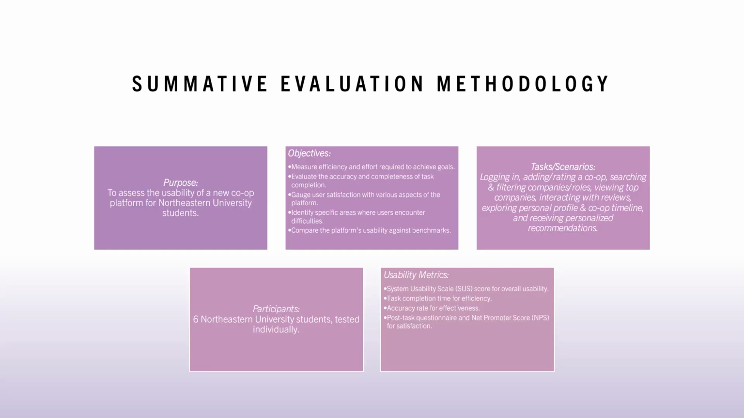In our summative evaluation, we rigorously tested Rate My Co-op with Northeastern students to measure its usability. We focused on key tasks like logging in, searching, engaging with co-op listings to ensure our app performs efficiently and effectively. By using metrics like the system usability scale and net promoter score, we not only validated our app's user satisfaction but also pinpointed areas for refinement, aiming for an interface that's both intuitive and empowering.